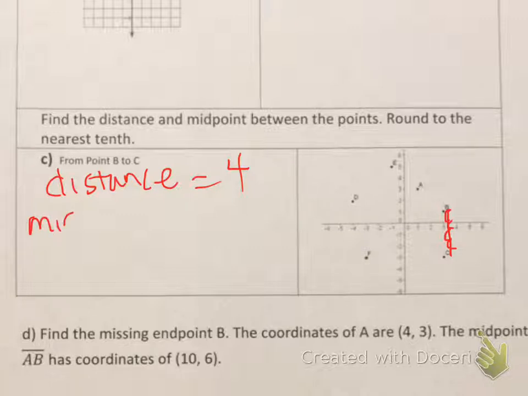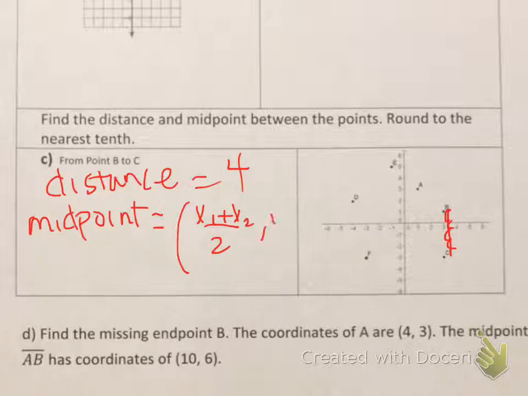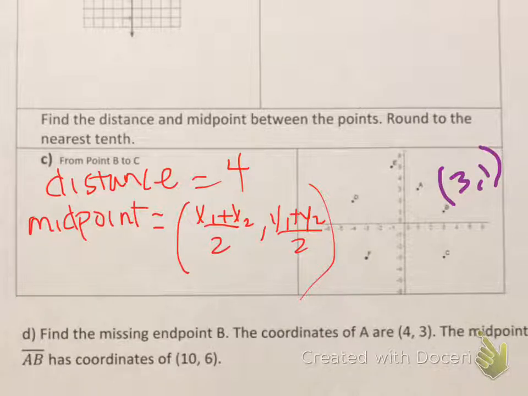Our midpoint, on the other hand, it shouldn't be too hard to count either. We would just find the middle. But I just want to remind you that we have that midpoint formula. It's x1 plus x2 over 2, and then y1 plus y2 over 2. So really what you're doing is you're adding your x's together and dividing by 2, and then adding your y's together and dividing by 2. So if we had our ordered pairs, we could just do that quickly. So this ordered pair is 3, 1, and this ordered pair is 3, negative 3.